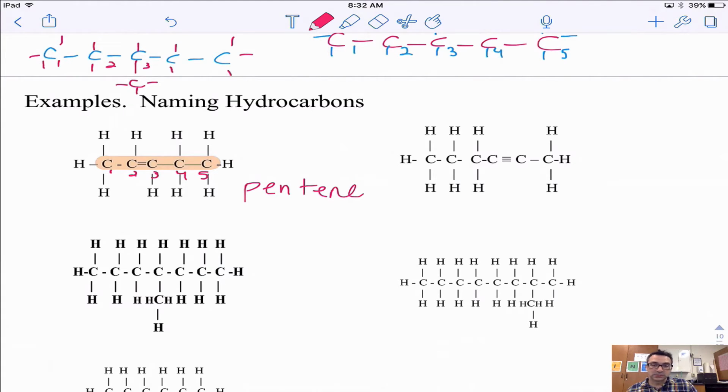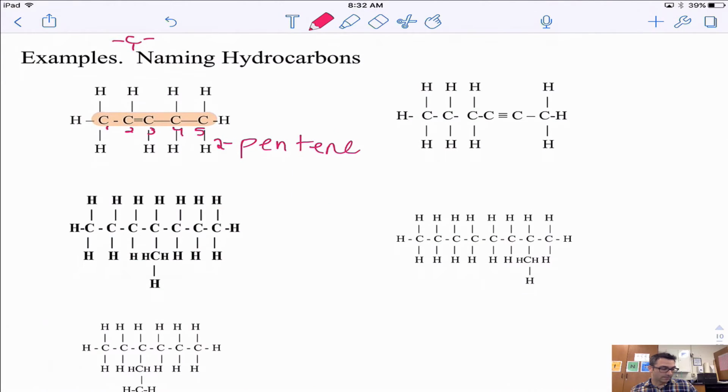Now, at this point, this is where things get a tiny bit challenging. You look at this and you say, does it need a number? Well, I know if it's but or higher, 4 carbons or higher, it does in fact need a number. And this would be 2-pentene. So there we would have our 2-pentene.